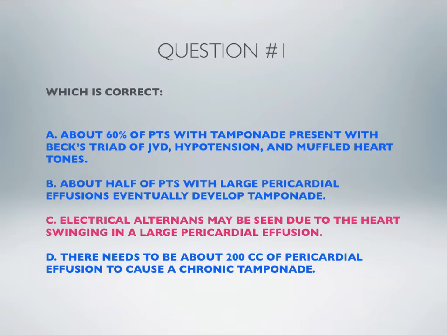A is incorrect. In reality, about 25 to 30% of patients with tamponade, the minority, present with Beck's triad. The same goes for a large pericardial effusion developing tamponade. That's about 25 to 30%. It's a substantially large number, but it's not half. And D, 200 cc's of pericardial effusion would definitely cause an acute tamponade, but not chronic, where the pericardial sac can be stretched and can hold up to 2 liters of fluid.